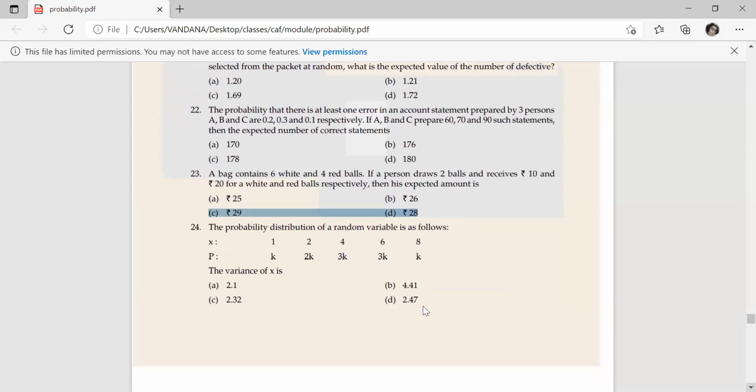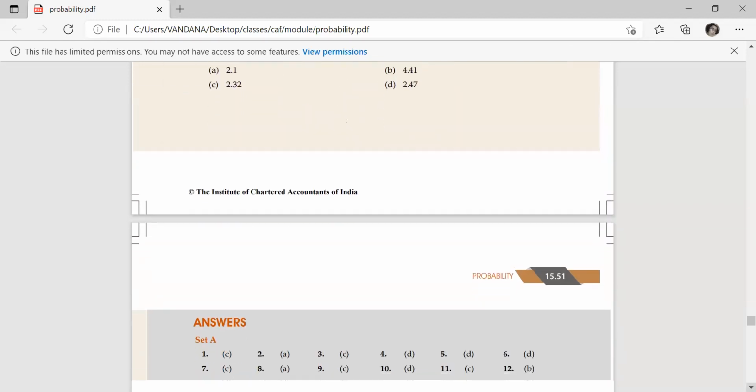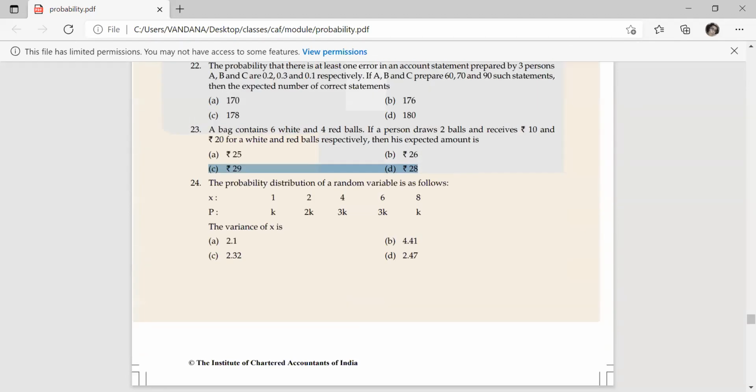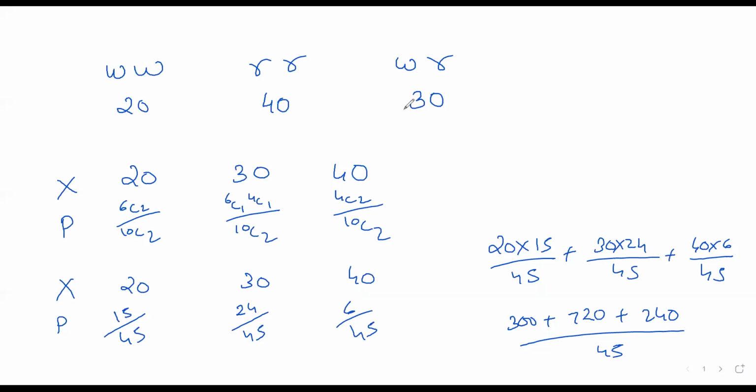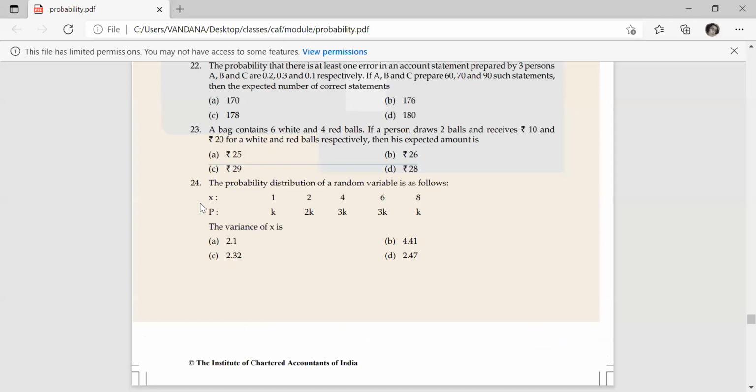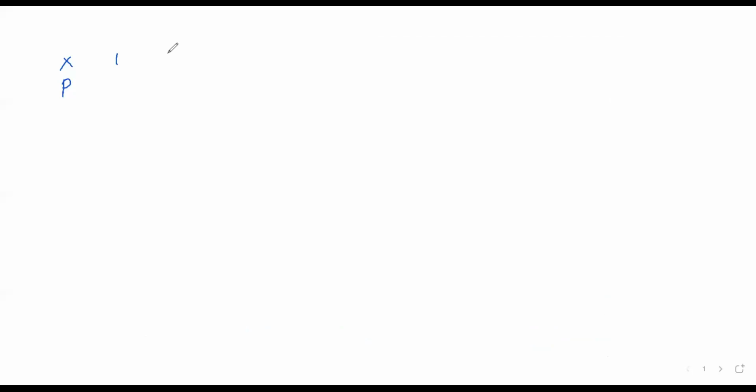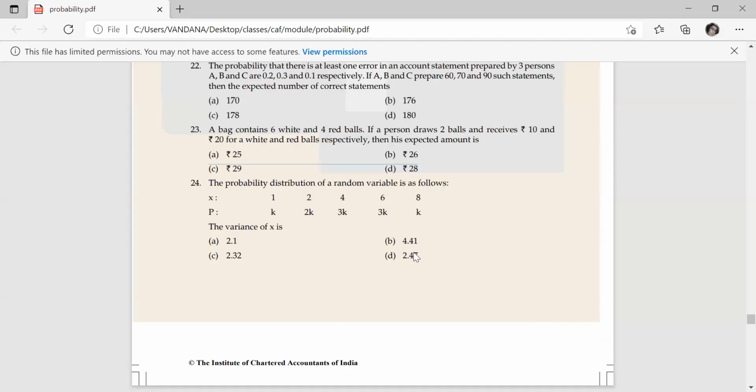And now the last sum of set C. Last similar, yes. The probability distribution of a random variable is as follows. We have to find the variance of X. X is 1, 2, 4, 6, 8. And P is K, 2K, 3K, 3K, K.